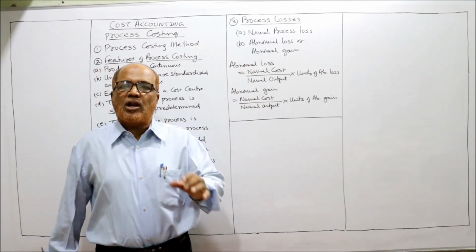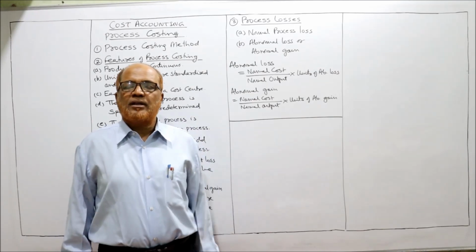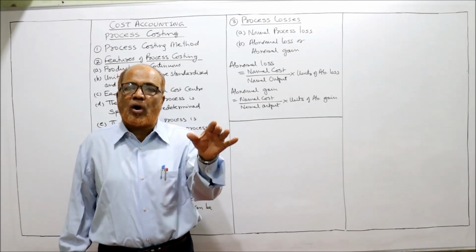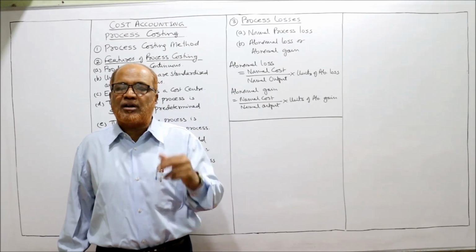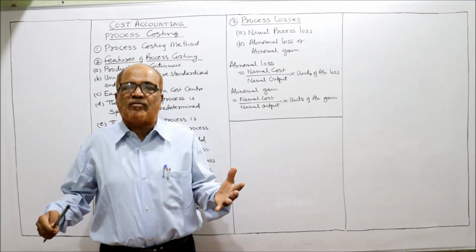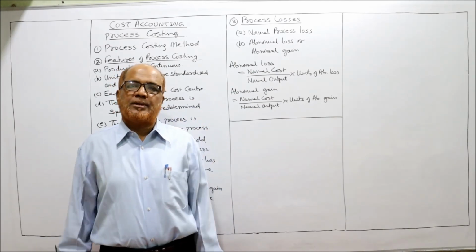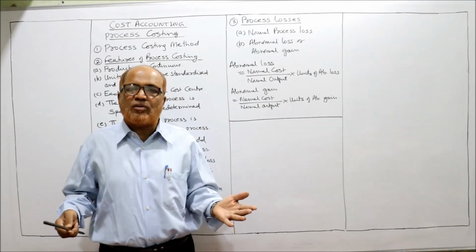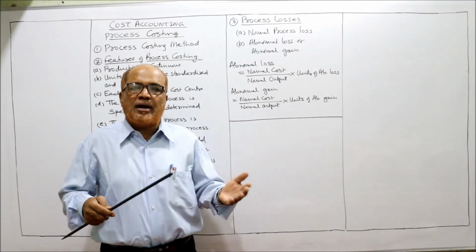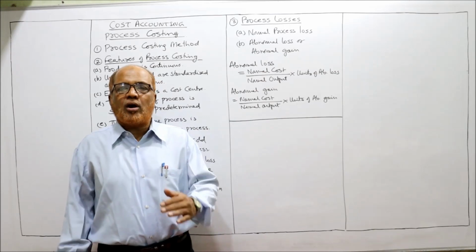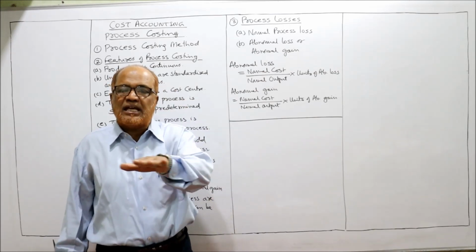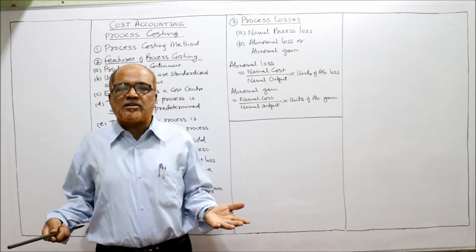Normal loss means the loss which is expected. The loss which is unavoidable due to the nature of the material or due to the inherent nature of the production process. So due to the inherent nature of the production process or due to faulty material, normally the output will be less than the input. And it is expected.